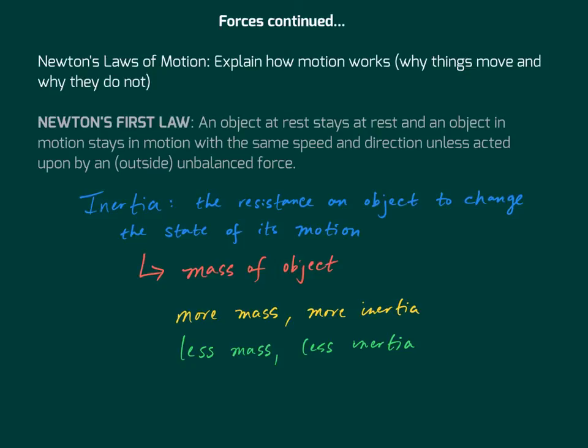and therefore it's going to be a lot more resistant to changes of its motion. Okay, so again, to wrap up this slide, inertia is the resistance of an object to change the state of its motion. So the more mass an object has, the more inertia it has. The less mass an object has, the less inertia it has. So more mass, more inertia, that means it's going to be more difficult to change that object's motion. Less mass, less inertia, it's going to be easier to change that object's motion.